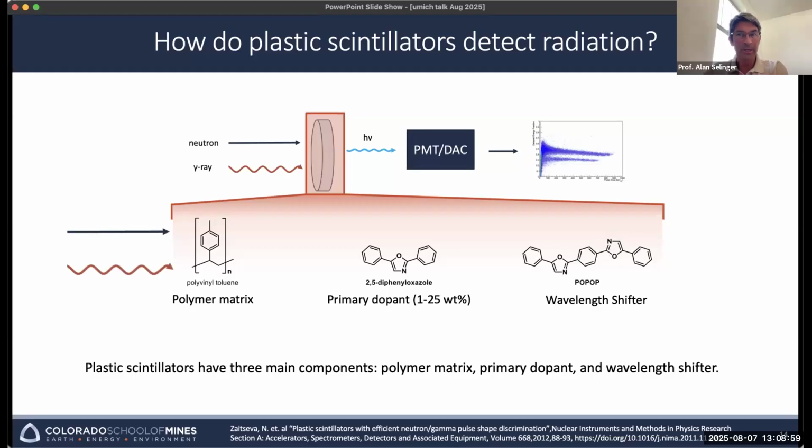So the radiation comes in. It primarily excites the polymer matrix, because the polymer matrix is there in a larger amount, it's going to statistically hit the matrix. So that matrix will be excited, and it will transfer its energy to the dopant. The dopant will then emit, and then all of that emission will be absorbed by this wavelength shifter and then re-emitted at the wavelength of the wavelength shifter.